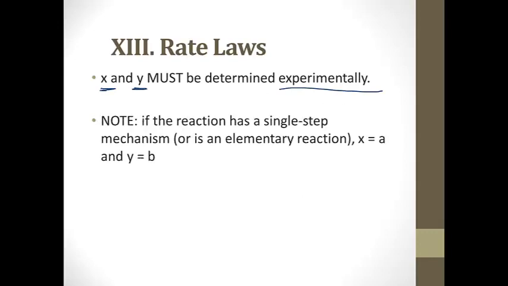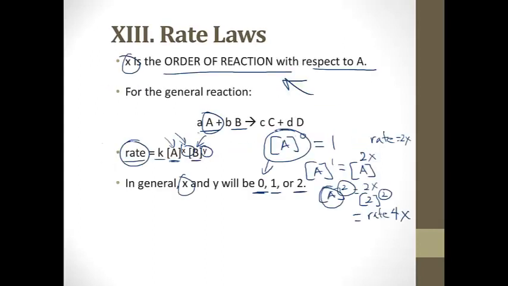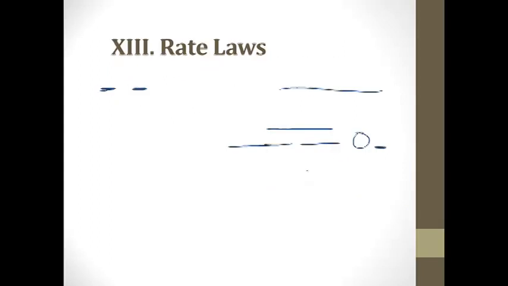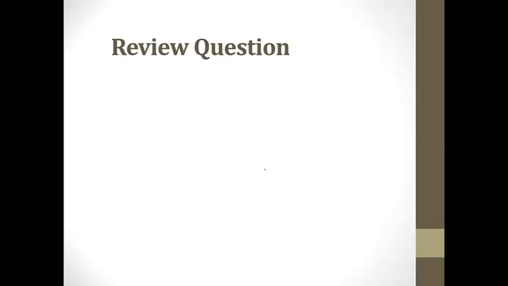Now, if the reaction was a single-step mechanism, or you were told that the reactions that you saw were elementary reactions, then x would be equal to the coefficient of A, going back to our reaction. You cannot automatically assume that the coefficient and the exponent are going to be the same, unless you know for sure that the mechanisms are single-step or elementary reactions. So here's your review question.